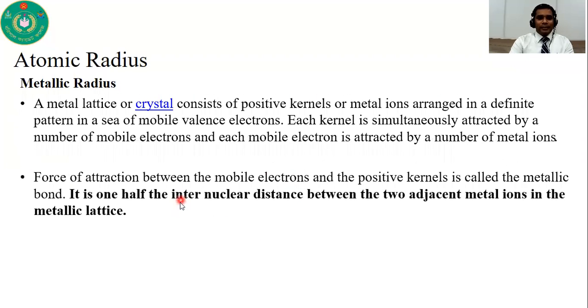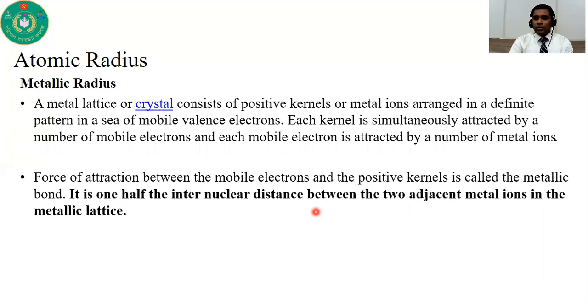So what will be the metallic radius? It is also 1/2 of the internuclear distance between two adjacent metal ions in the metallic lattice. So we can find that in the case of covalent radius, Van der Waals radius, and metallic radius, all are half of the internuclear distance between two adjacent atoms.